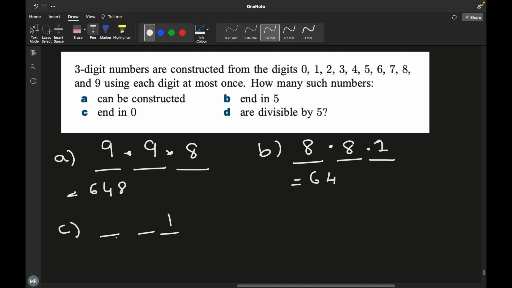This can be occupied in one way, this 9 and this 8. This is 9 because 0 is already here and we don't have to worry about that. So it's going to be 9 into 8. That's 72.